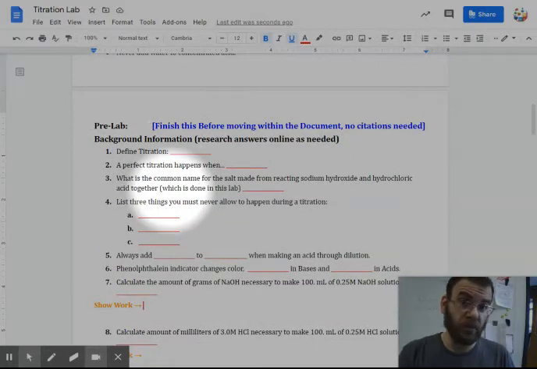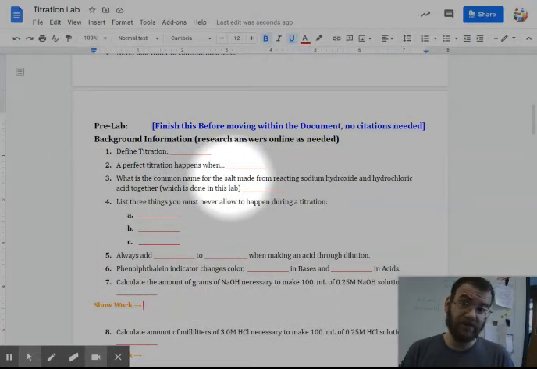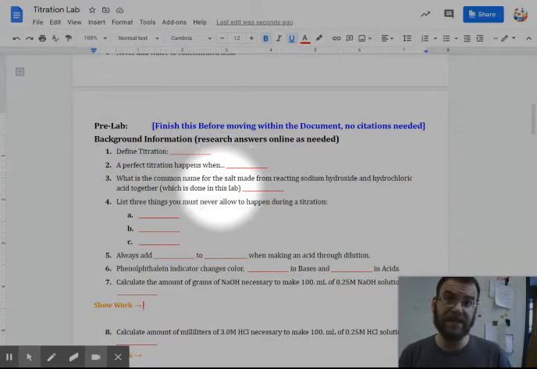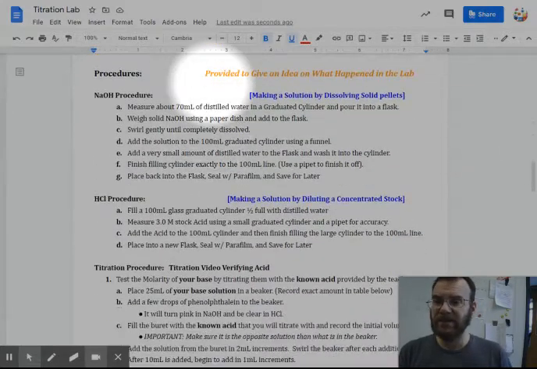Now, you will want to work on the pre-lab together as a team if possible, either using Zoom or Teams or some other way to work together. But you definitely want to try to tackle this one together. But if you assign a little here, a little there, just make sure you read over everybody's answers and make certain that they're done. Then we have the procedures.